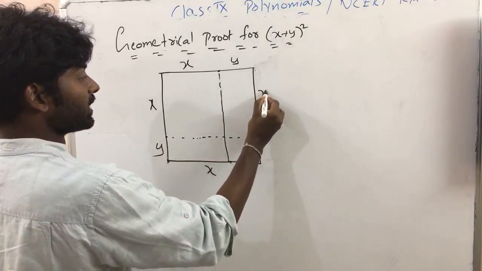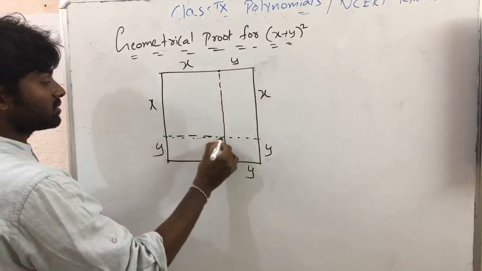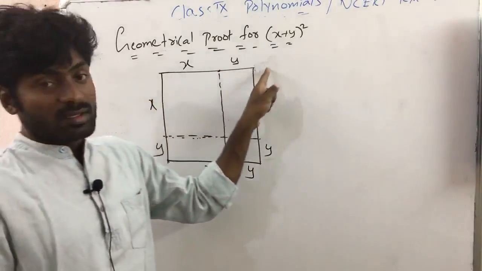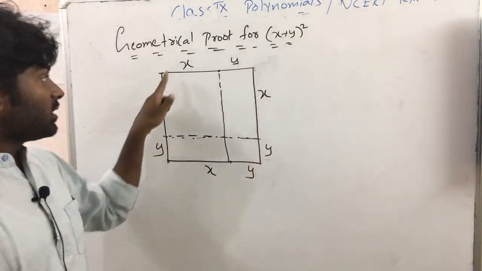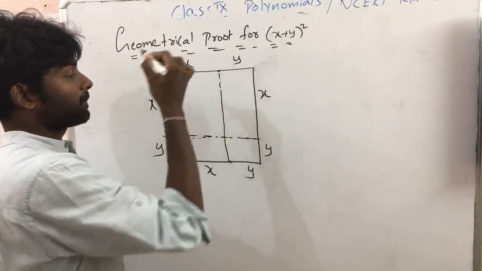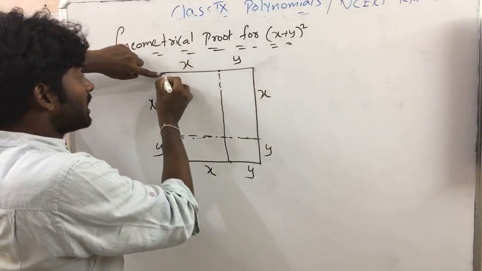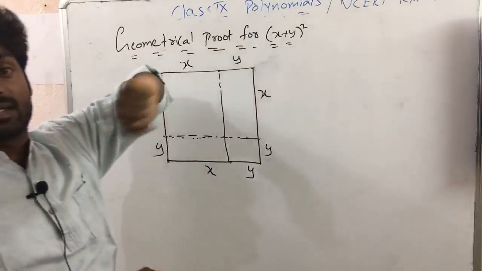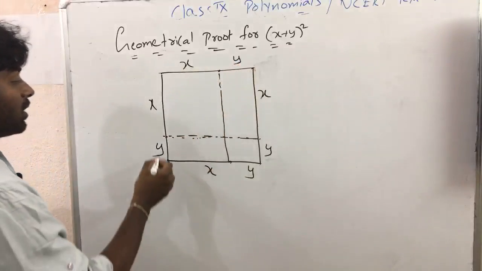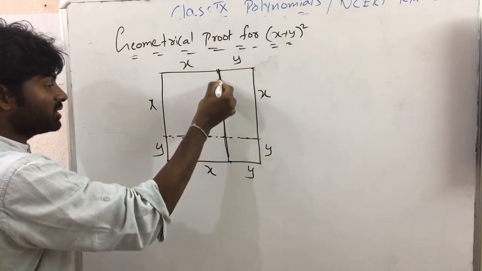Okay, x and y. Join these points here. Now observe this. What is the length of the total square, the outer square? It is x plus y. Up to here it is x and the remaining length is y. Total length of the square is x plus y. Now observe carefully, what is the length from here to here?